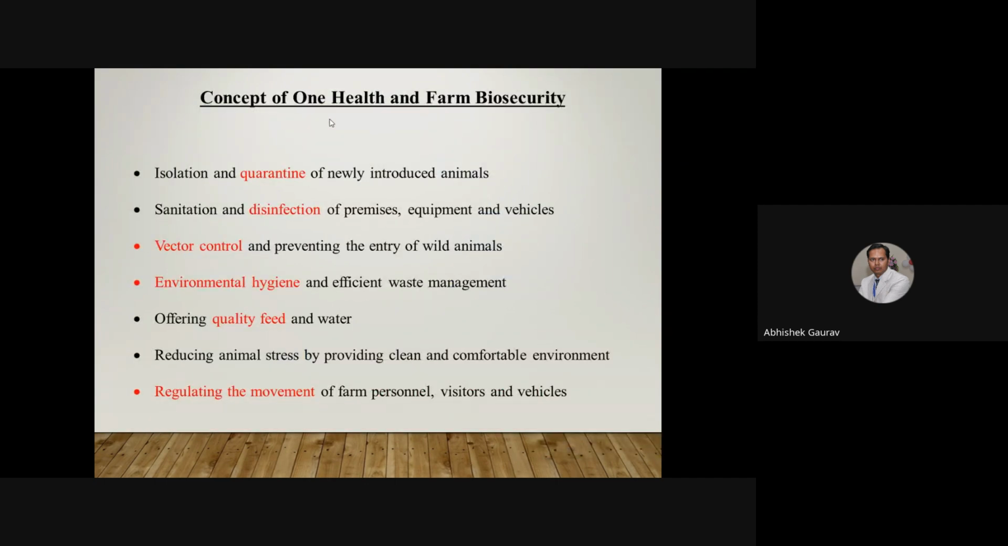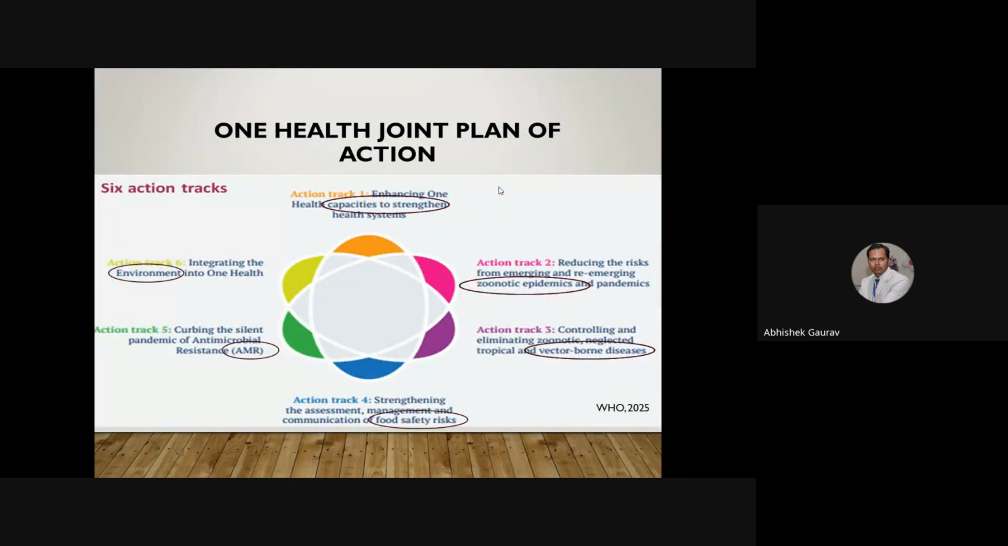A concept of One Health and the farm biosecurity, I will... Now we come to the third part of our presentation, that is how we can achieve the One Health. So this is the WHO Joint Plan of Action. Now, this is the main part of my presentation, that how we can prevent the emergence of zoonotic diseases.